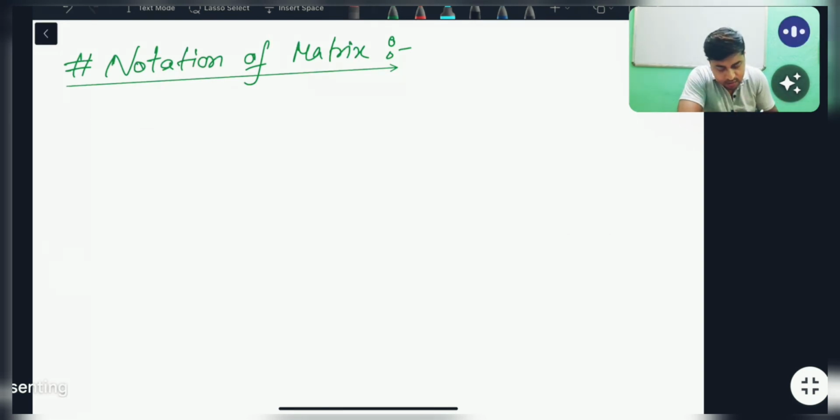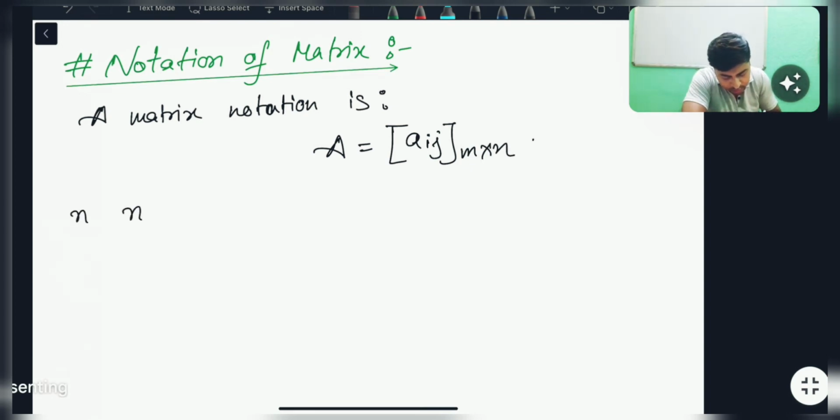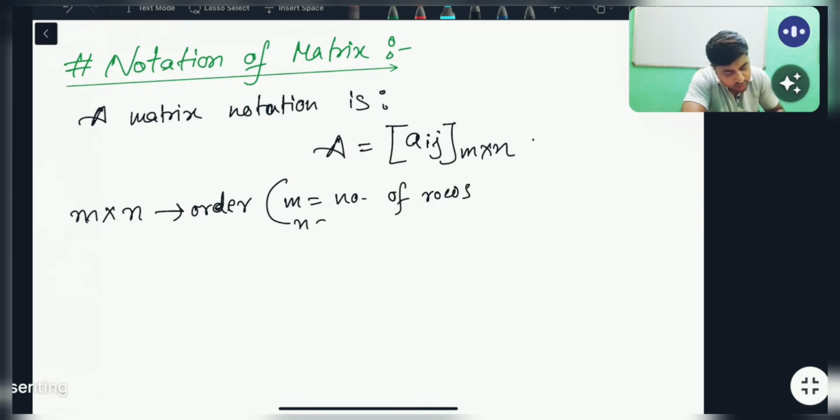A matrix notation is, suppose we will write a matrix A. Matrix A is written as Aij within third bracket M cross N. What is mean by that? M into N. That is the order of the matrix where M equal to number of rows and N equal to number of columns.